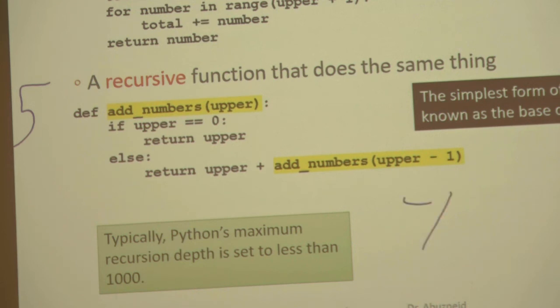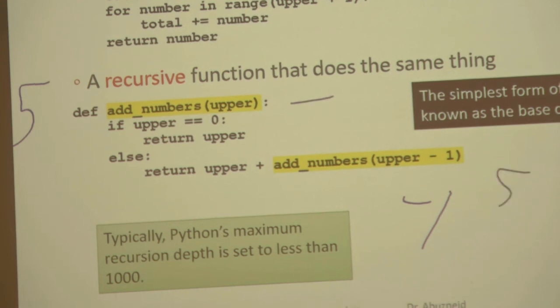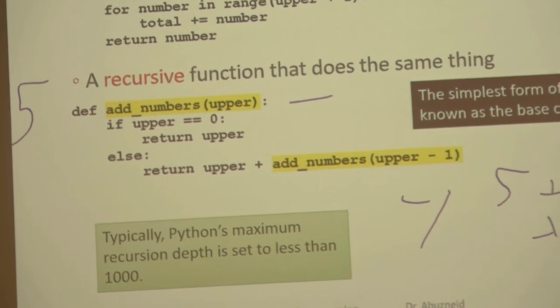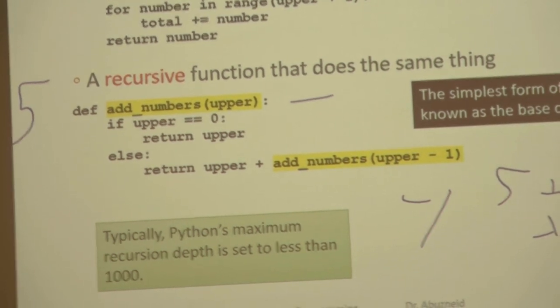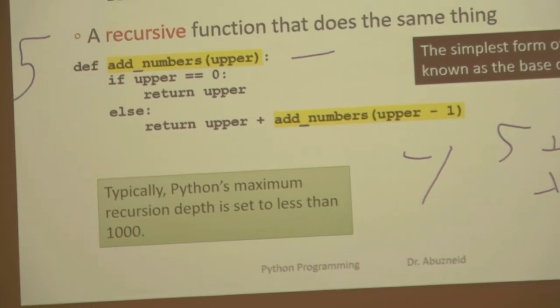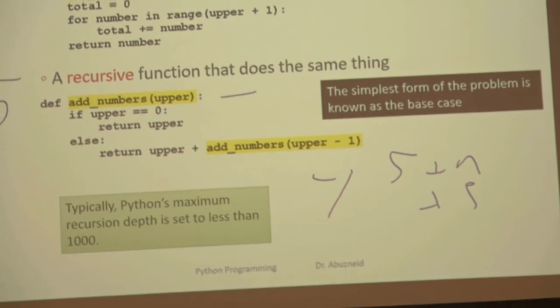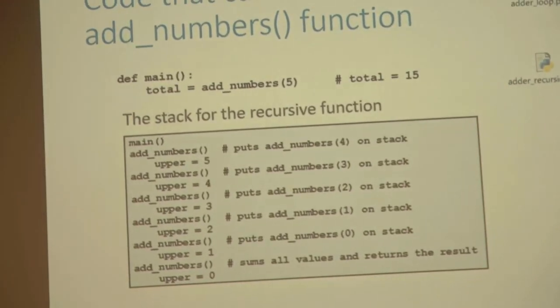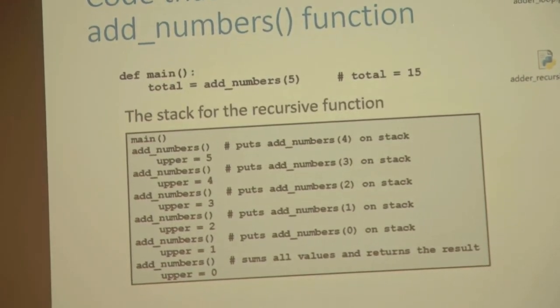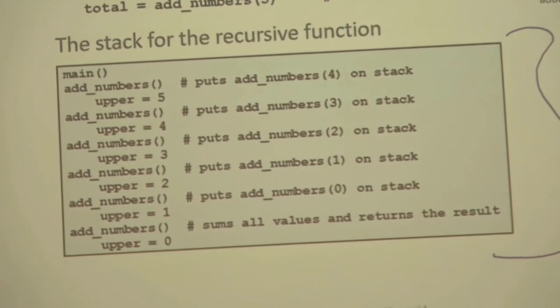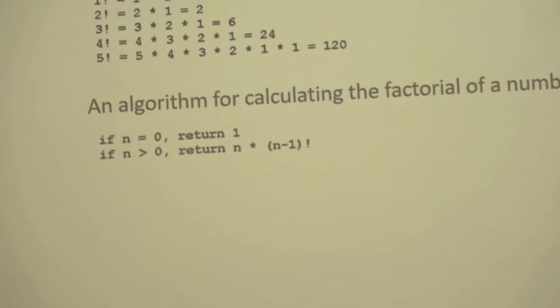Then it's going to go up there, in here, and calculate 4, and then 3. So it will be 5 plus 4 plus 3 plus, right? So every time we call it until it comes to the base. What is the base? Upper equals 0, then it stops. Alright, so this does the job and that does the job. What's the difference? The difference is that every time we call the recursion, it will create an entry in the stack for the function.